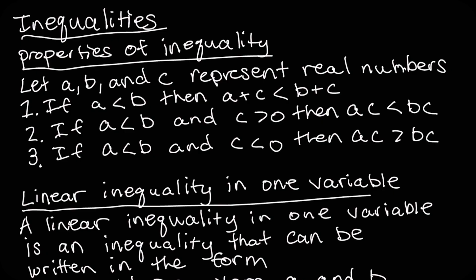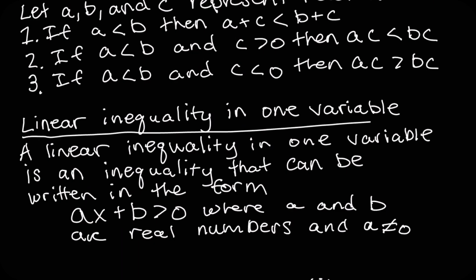Next is the linear inequality in one variable. A linear inequality in one variable is an inequality that can be written in the form ax plus b is greater than 0, where a and b are real numbers and a is not equal to 0.